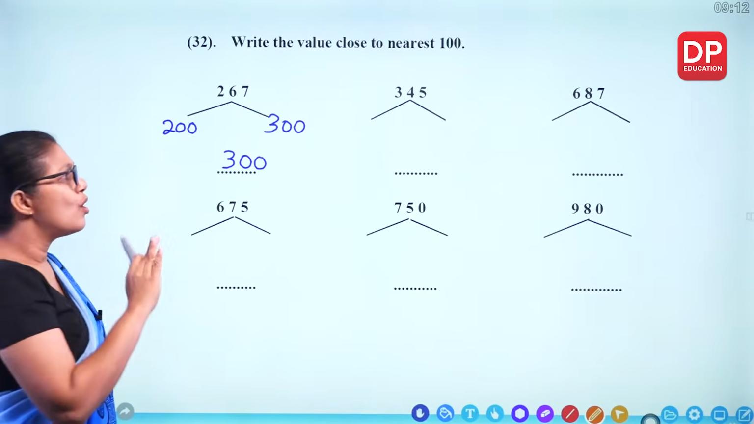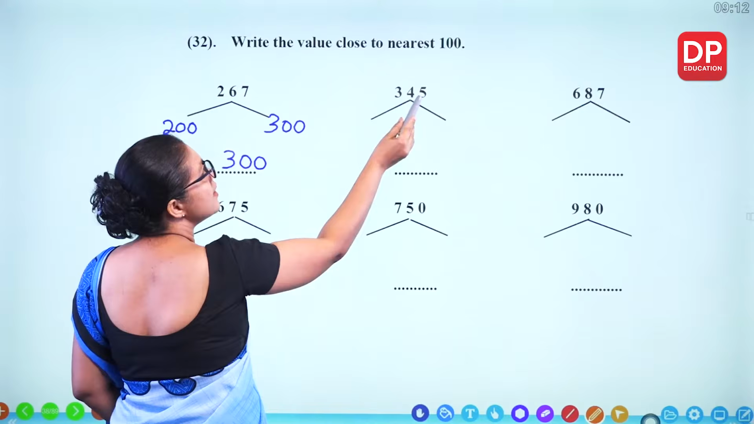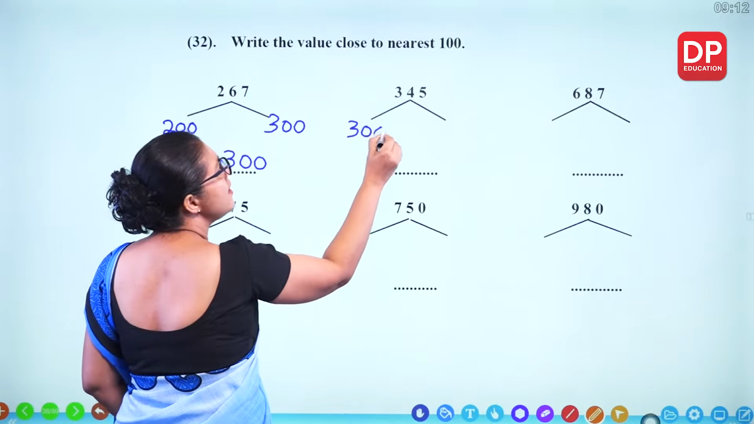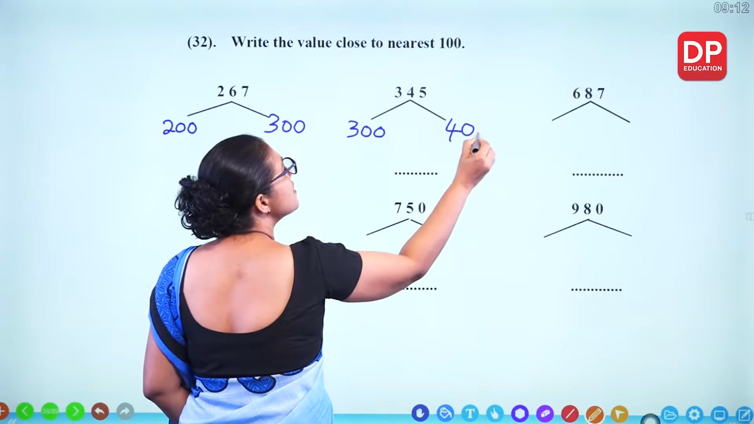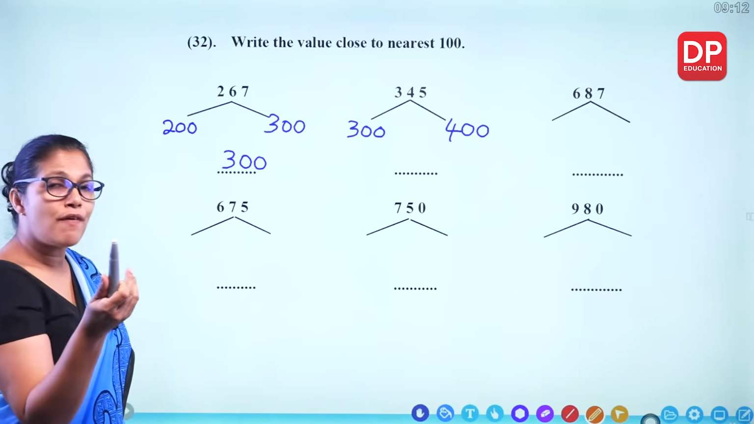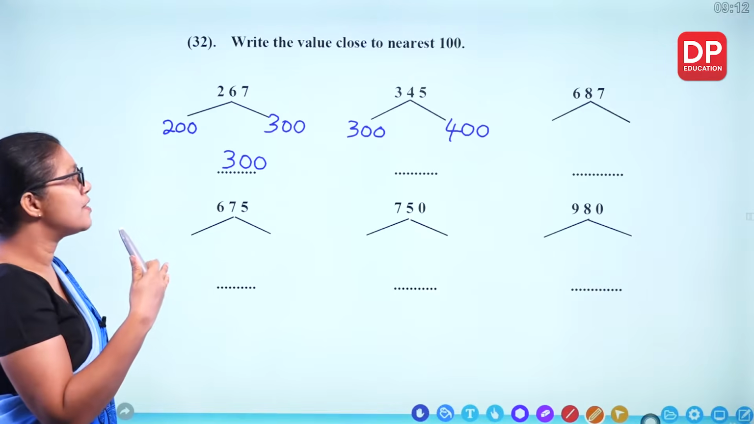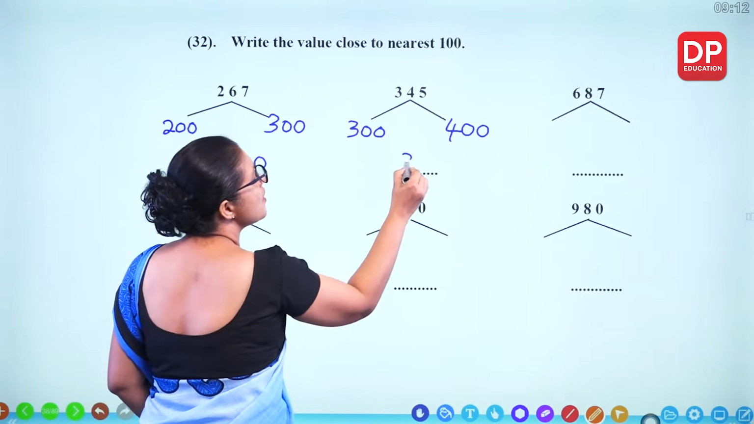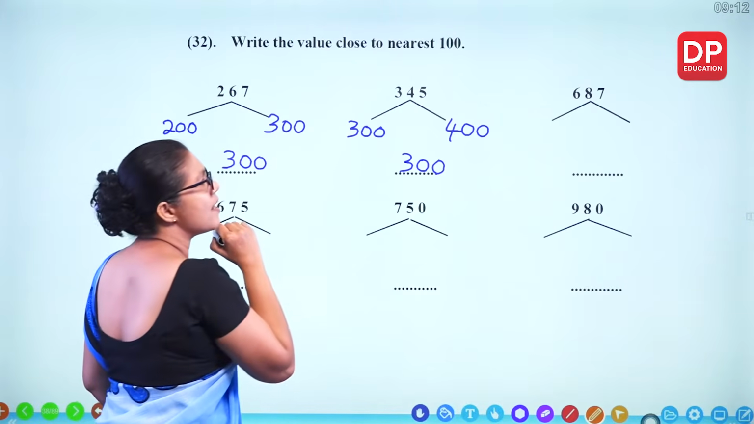345, what are the two hundreds you get? In between 300 and 400. What's the midway? Midway is 350. 345 is less than 350. So towards this way, so the number is 300.